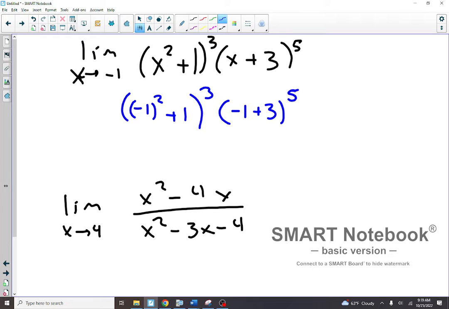All right. So negative 1 squared is 1. 1 plus 1 is 2. 2 to the third times 2 to the fifth, my bad. So that's 2 to the 8th power. 2 to the 8th power is the same as 2, 4, 8, 16. So 16 squared, 256.